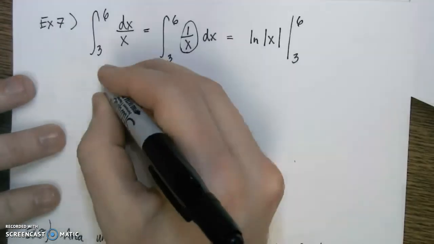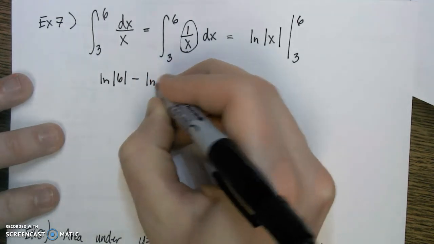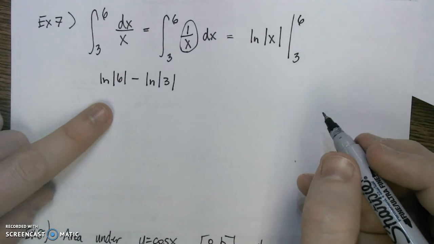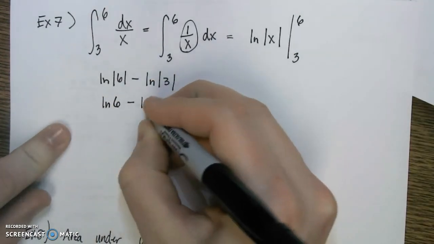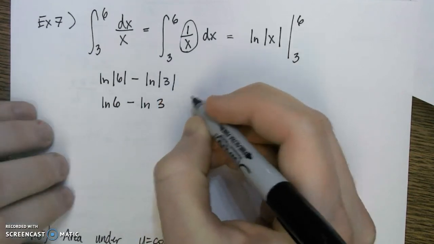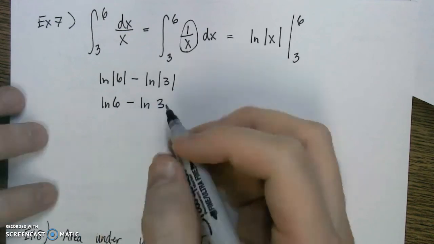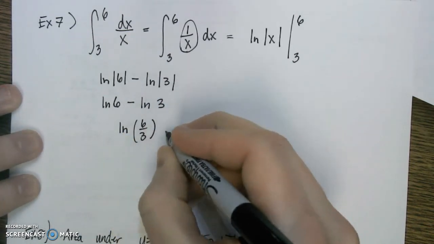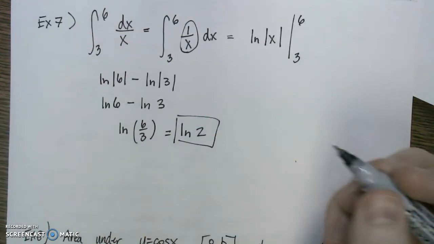So we plug in our upper limit of integration and our lower limit of integration, and we subtract those. Since 6 is positive, you can go ahead and leave it positive, and 3 is positive, so you can leave that positive. When you have a log minus a log, then you are dividing them. So ln 6 divided by 3, which is natural log 2. And so that would be the area under that.